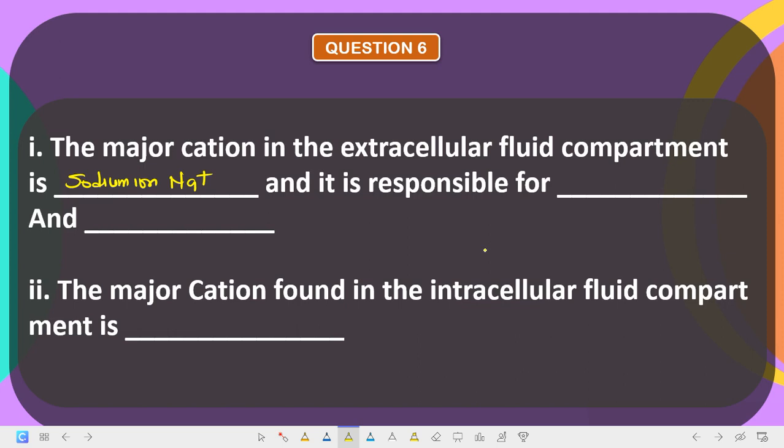Now, the major cation in the extracellular fluid compartment is the sodium ion, and it is responsible for hydration and osmotic pressure. Now, the major cation found in the intracellular fluid compartment is, what is the major cation found in the intracellular fluid compartment? That should be potassium.